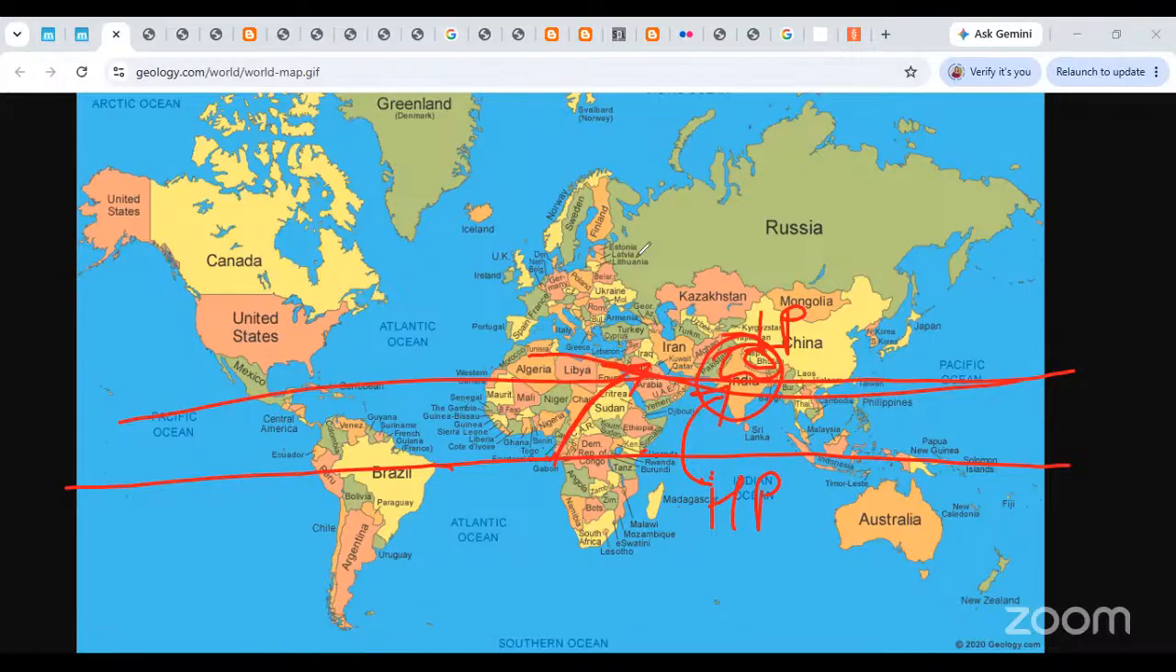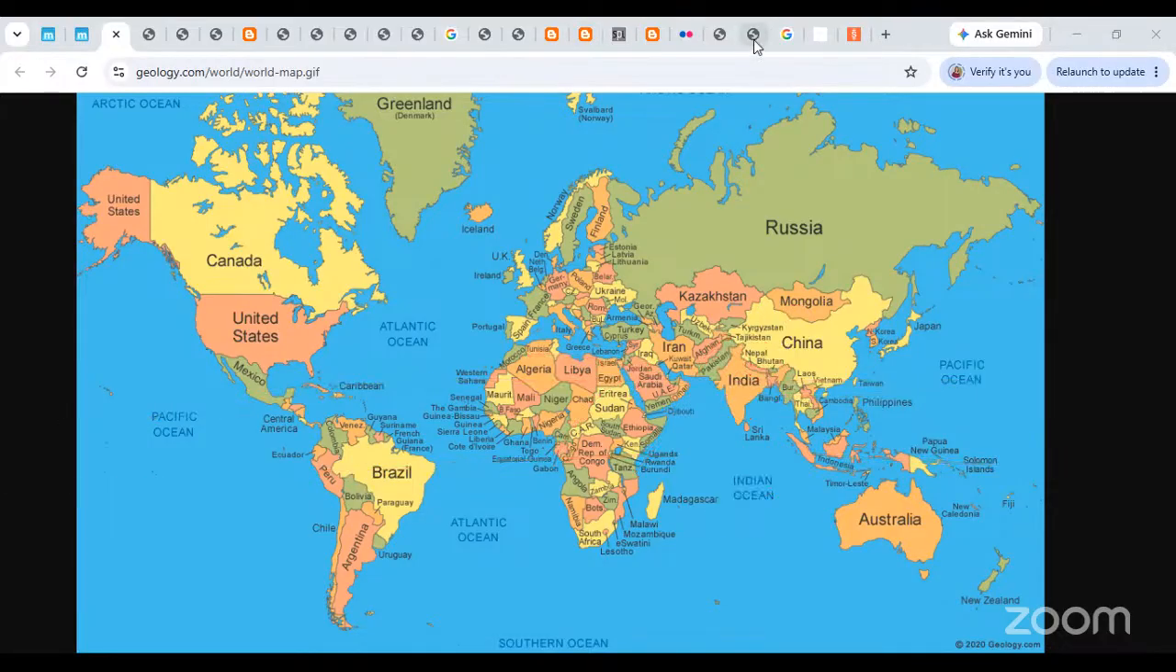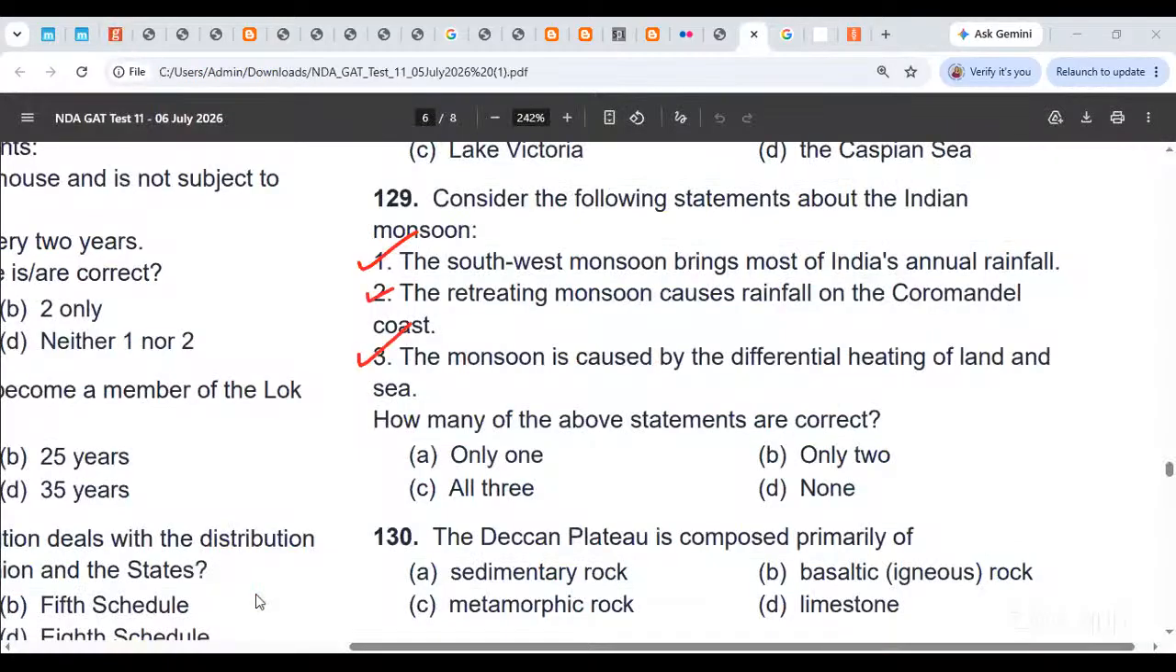Okay. So this is essentially what happens, and this is what monsoon winds are. The southeast trade winds will cross the equator and move upwards. And once they move upwards, because of the Coriolis force, they will move in a different direction. So they become the southwest monsoons and give rainfall to India, and of course most of South Asia also, but that's how this works. So we are going with all three statements. All these three statements will be correct.